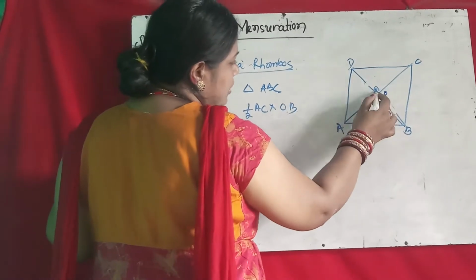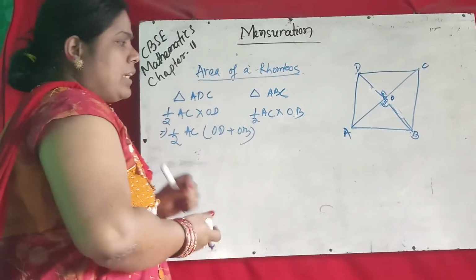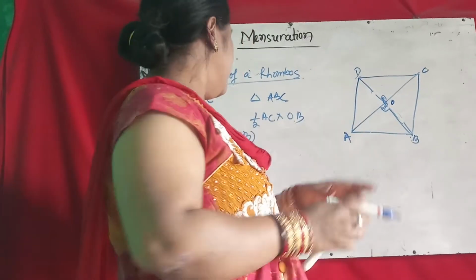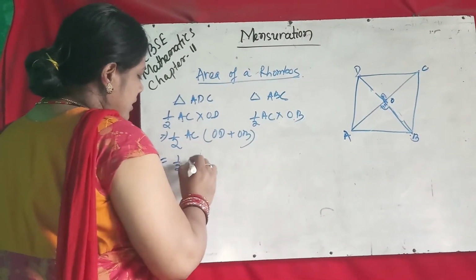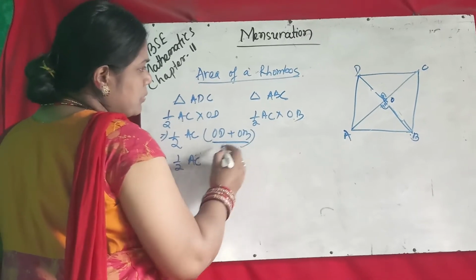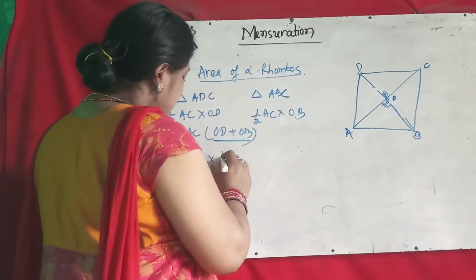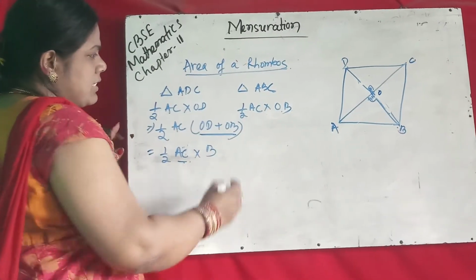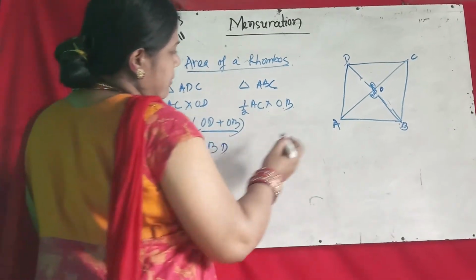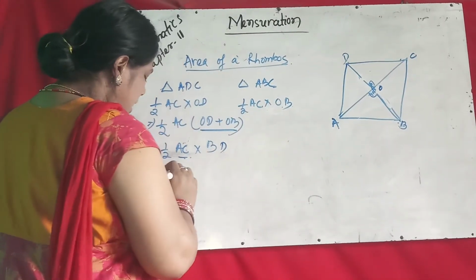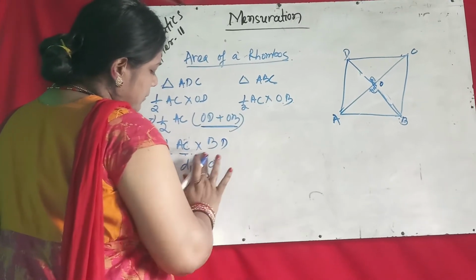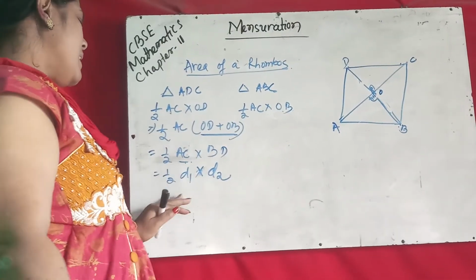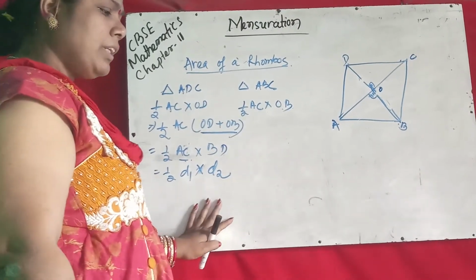OD plus OB means BD. So half AC into (OD plus OB, which equals BD). That means half into the multiplication of the two diagonals. So half into diagonal 1 into diagonal 2. Suppose we call them D1 and D2. So the area of a rhombus is half into D1 into D2.